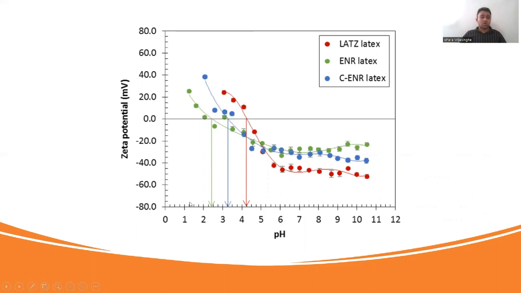At pH around 1, the zeta potential of this epoxidized natural rubber is around plus 20, maybe 30, 25 something, right? So when we increase the pH of this epoxidized natural rubber latex, to increase the pH you have to add some bases, right?